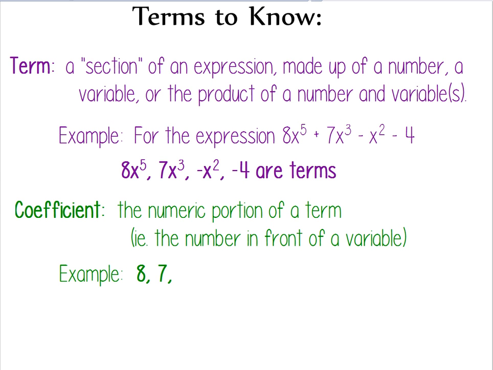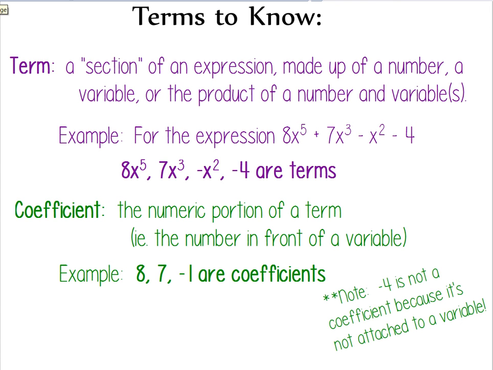That stands for negative 1. So negative 1 is a coefficient. But negative 4 is not. Negative 4 is a constant, not a coefficient, because it's not attached to a variable. Be really careful with that one.